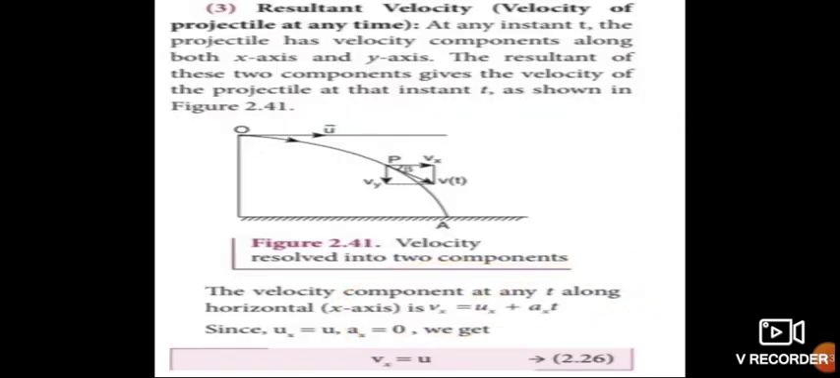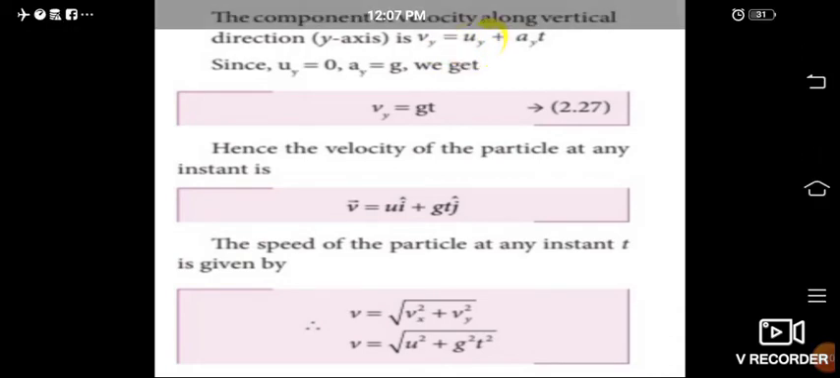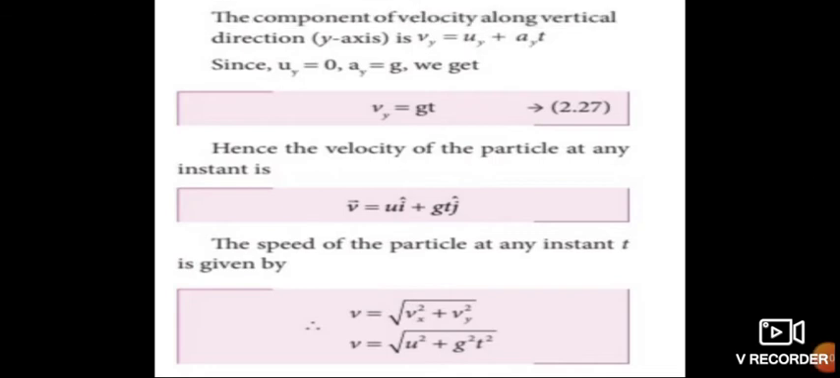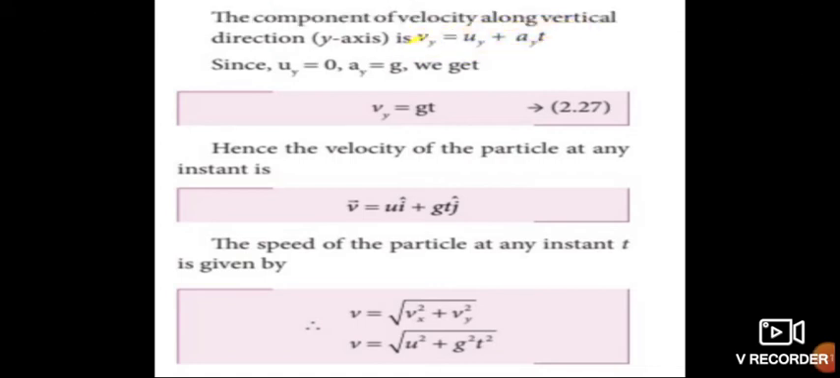From the formula we take vx is equal to ux plus axt. Here there is no acceleration along the x-axis, so ax is equal to 0; substituting in this equation, vx is equal to u. Next, the component of the velocity along the vertical direction, the y-axis, is calculated by using v is equal to u plus at, so vy is equal to uy plus ayt. Here, we already know that there is no velocity along the y-axis at the initial position, so uy is equal to 0, and the acceleration is the acceleration due to gravity, ay is equal to g. So this equation is replaced by uy is equal to 0 and ay is equal to g.